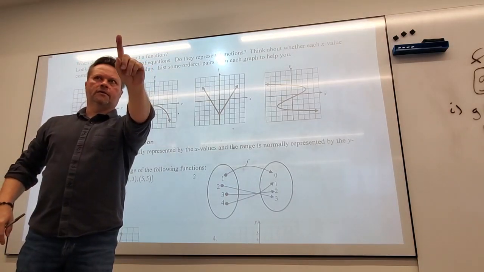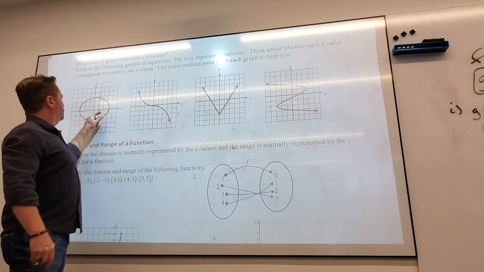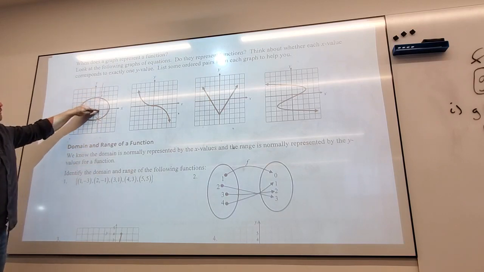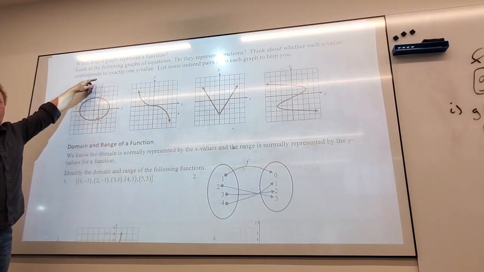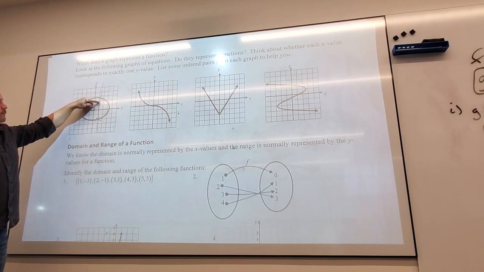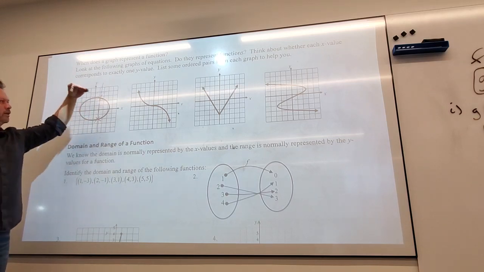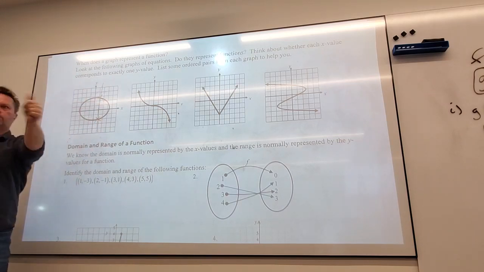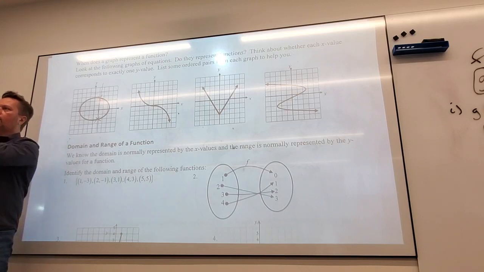Do you guys agree? Yes. That vertical line would specifically be x equals 1, if I'm assuming a 1, 2, 3, 4. That's the line x equals 1. So for that x value, there are two y values. No good.